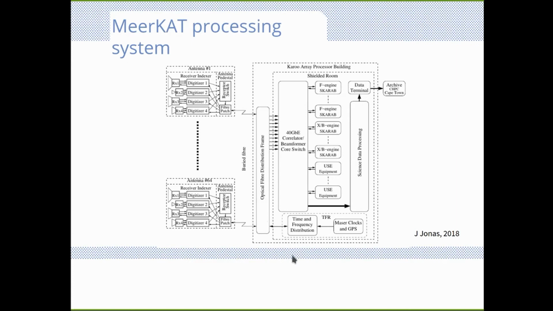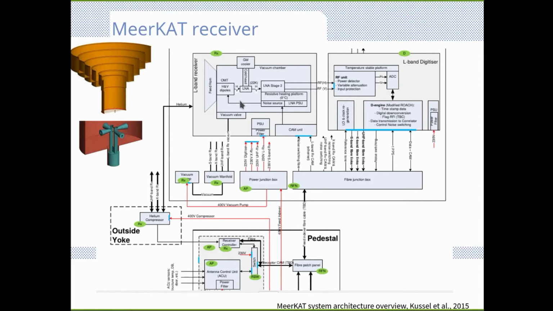All right, so let's zoom into that front end bit though. As I said, we have a receiver. Let's look at the L-band receiver here. The receiver has two little dipoles, a horizontal and a vertical dipole. This is also called the ortho-mode transducer, some jargon.